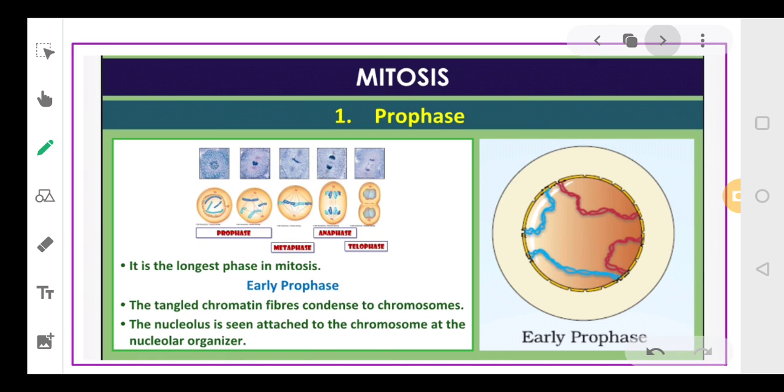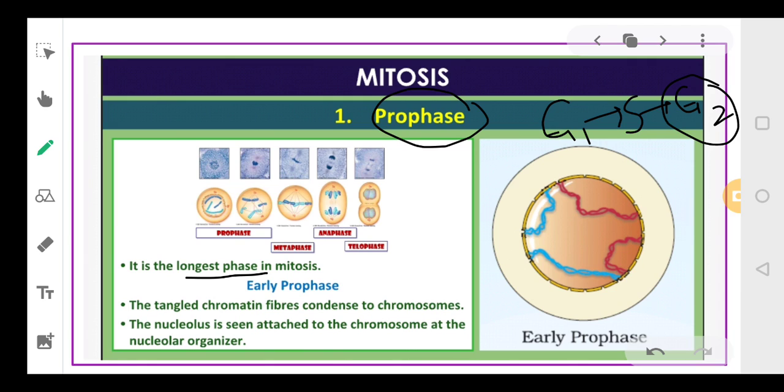Now coming to the first phase, which is called prophase. Prophase is the first phase, and it comes after the G2 phase. If you remember, first we have the G1 phase, then the S phase, then the G2 phase, and then the cell will enter the M phase. So this is the first phase that comes after the G2 phase, and it is the longest phase.